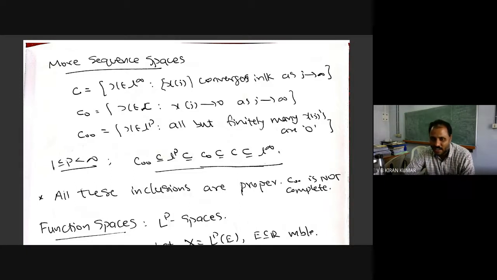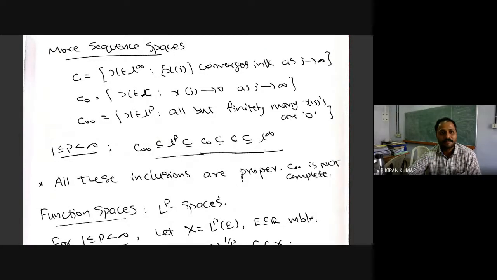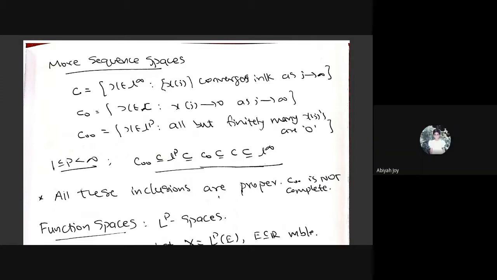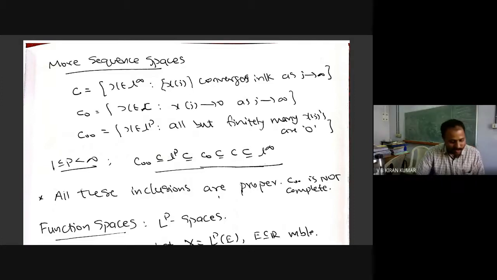Your task is to prove that all these inclusions are proper. That means there are bounded sequences which are not convergent. There are convergent sequences which are not converging to 0. There are sequences which converge to 0 but are not p-summable. And there are p-summable sequences with infinitely many non-zero terms. All these are easily obtainable examples. Are you okay with these examples? Please tell me yes or no. Yes, sir. Do you have any comments to make regarding this?